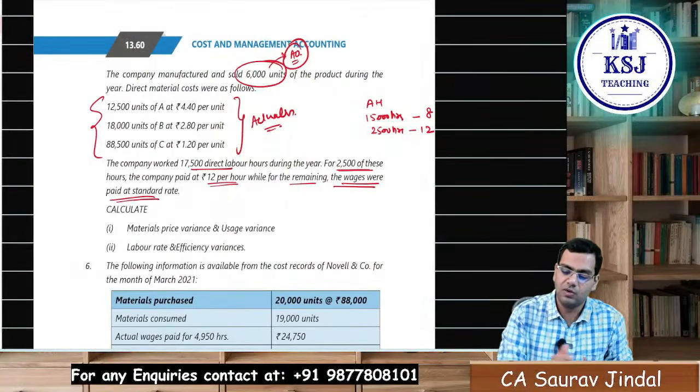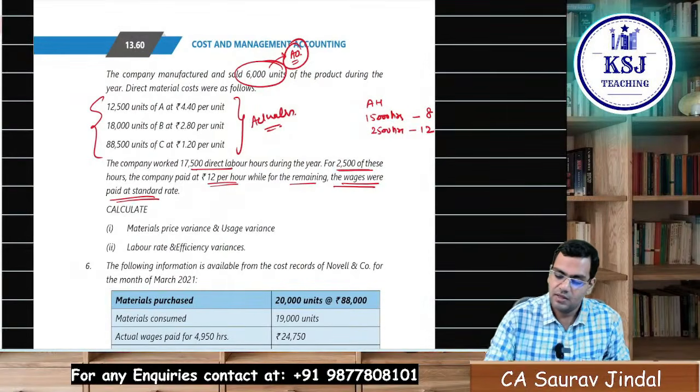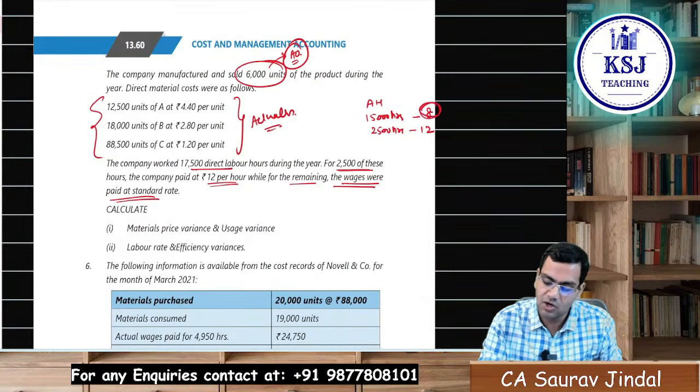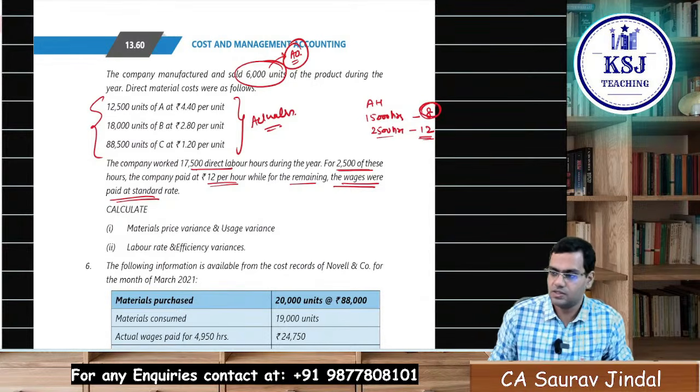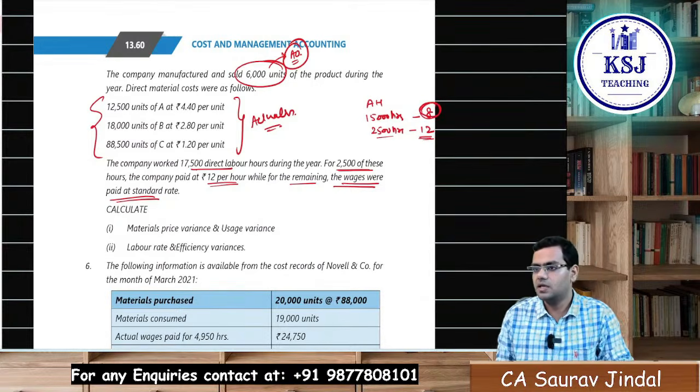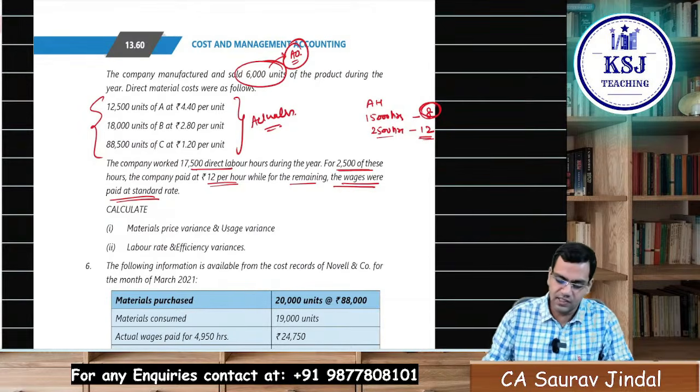Now when you calculate the rate variance, this 8 rupees will not be a variance. The variance will only be for 12 rupees and 2,500 hours. That's the only thing that you have to be careful about. Rest, will you be able to do it? Should I give this as homework?